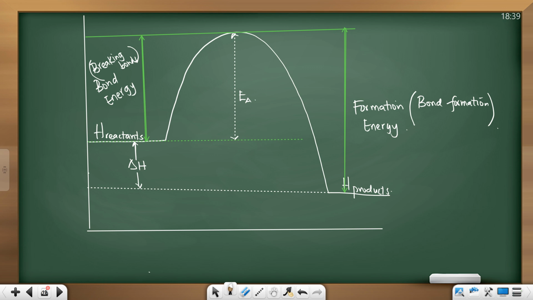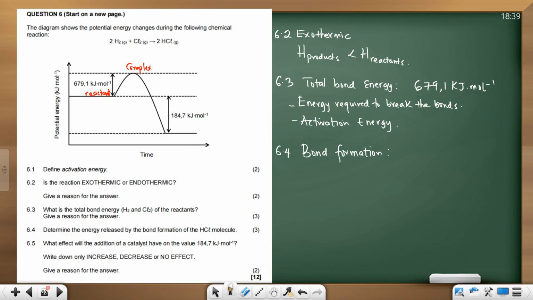Okay, can we go now? Okay, so let's answer. What do you think the bond formation would be? It would be 184.7 plus 679.1. What would that give us? 863.8 kilojoules. Okay, but hold on.